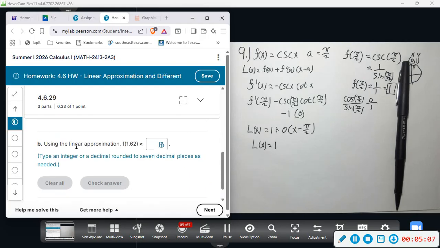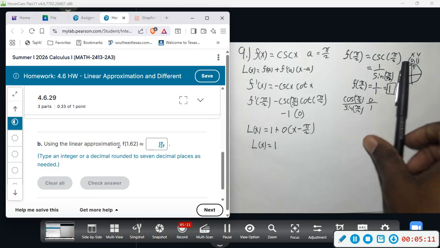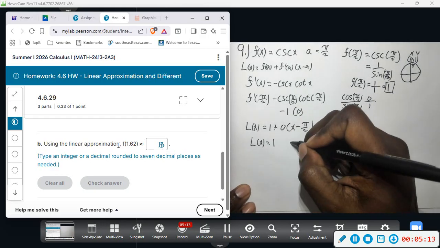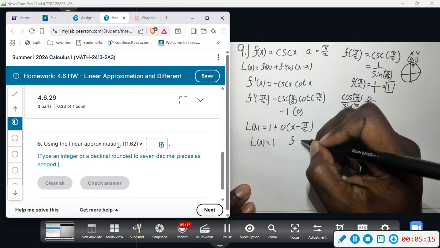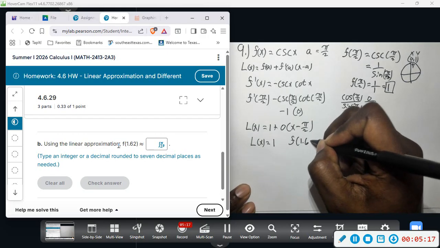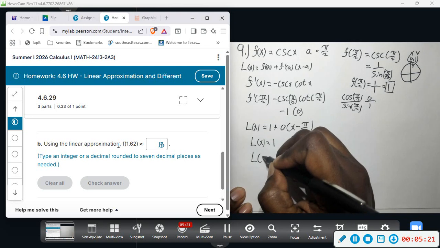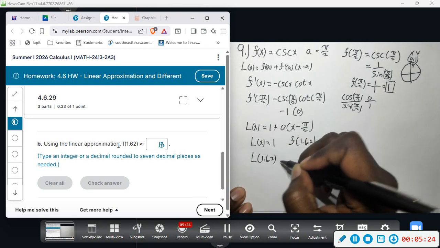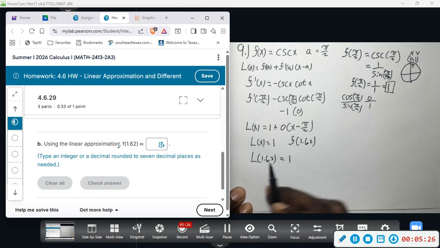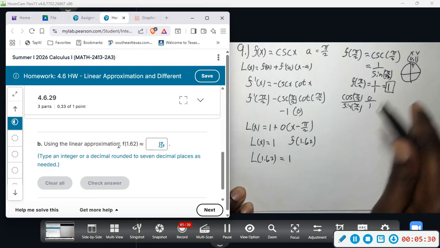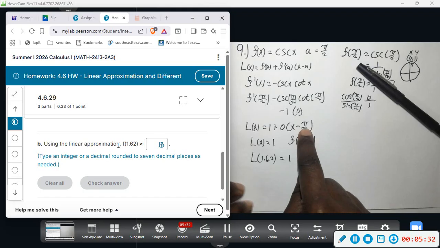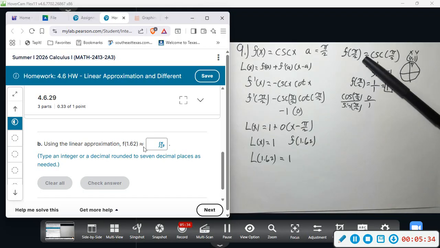All right, so when we are using linear approximation to estimate f of 1.62, we would plug in 1.62 for x. Well, there's no x over here, so it's still just 1 when we're using our linear approximation to approximate that, because the x got zeroed out. So our linear approximation is still just 1.